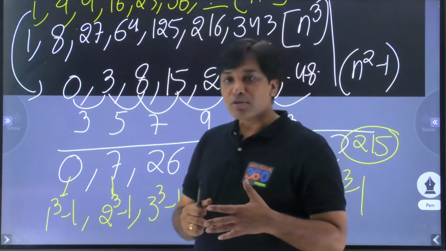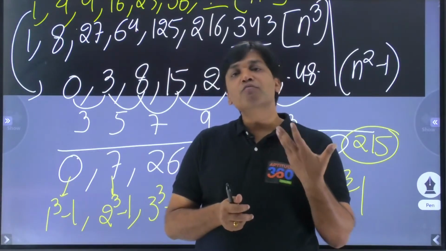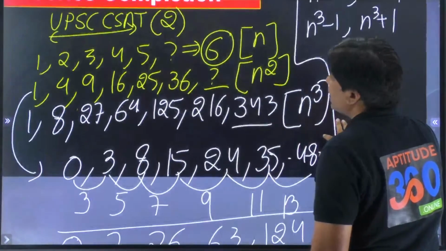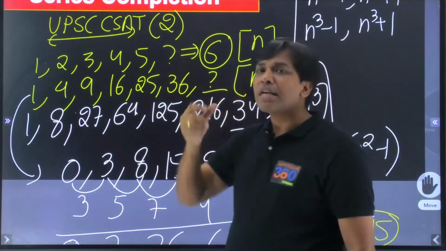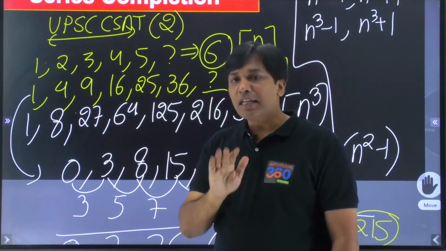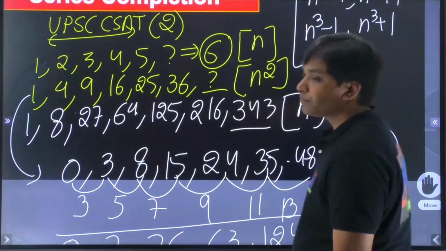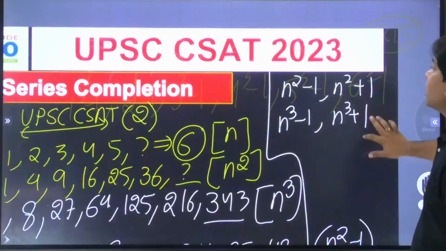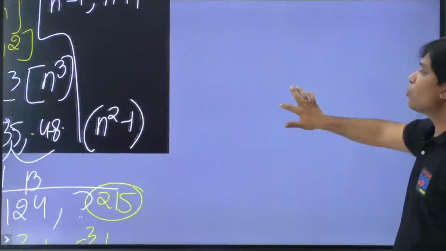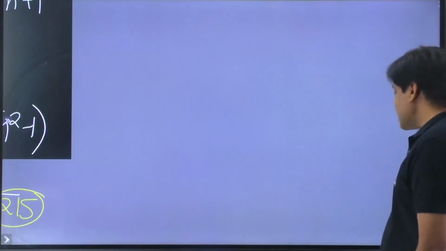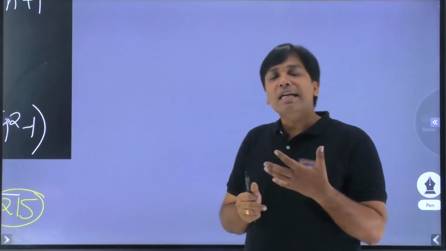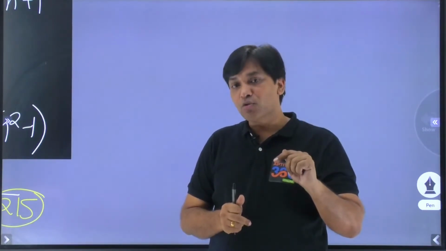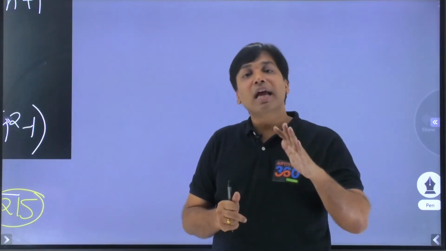So what is it that I am trying to say? All of these are n cube minus 1. You will never get questions directly from n square or n cube, but they will add 1 or subtract 1, so that is one thing that can come to you, right? Now, if I give you something like this, what is step number 1? Step number 1 is, do I have the series in terms of n square and n cube, or maybe n square minus 1, n square plus 1, n cube minus 1, n cube plus 1.